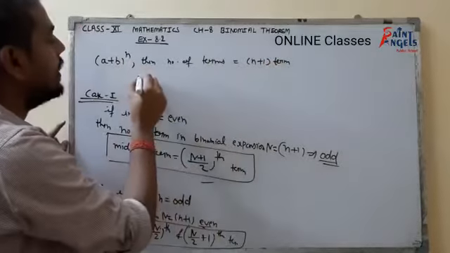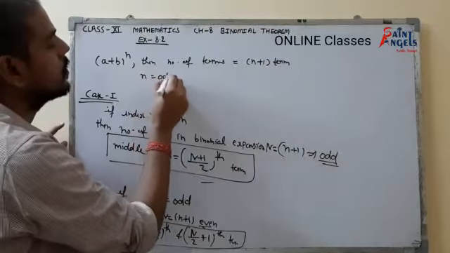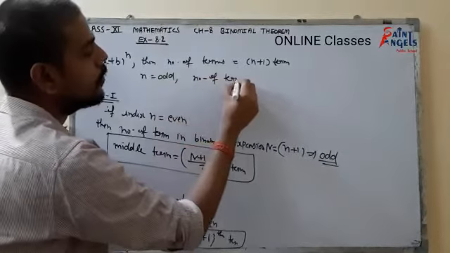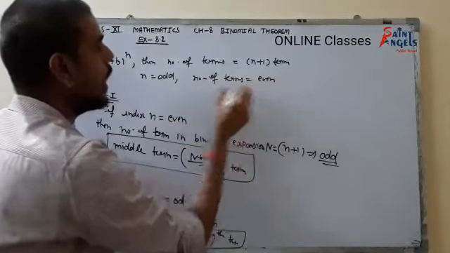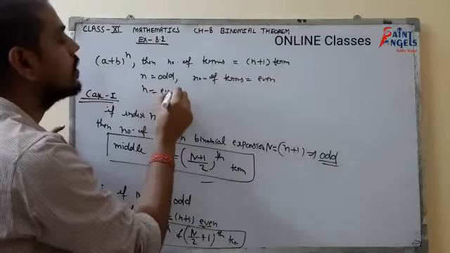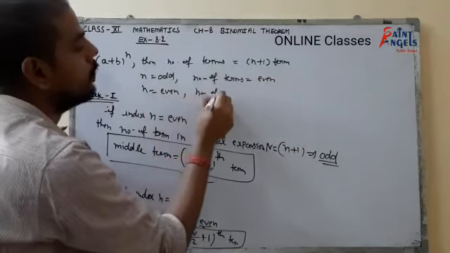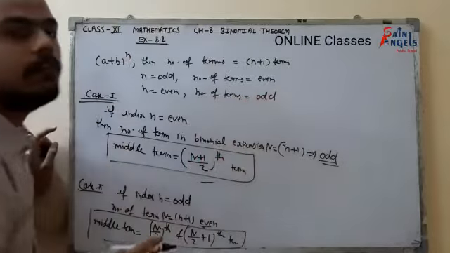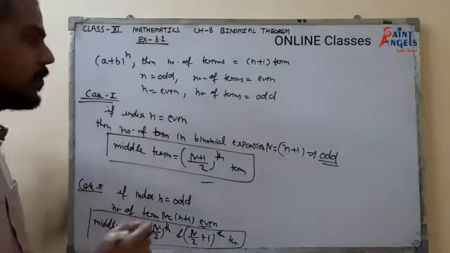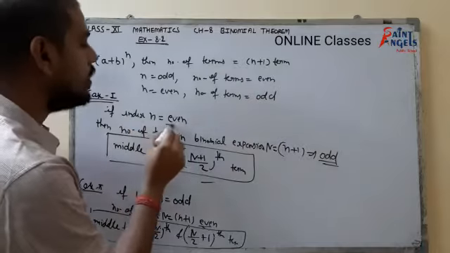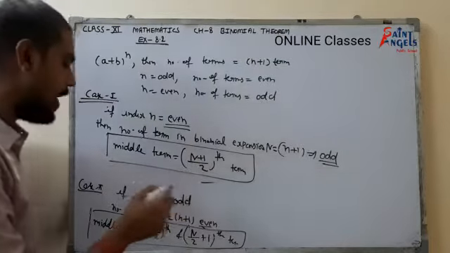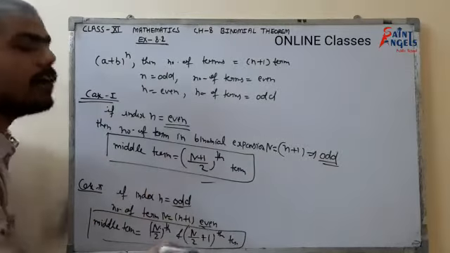So if our index n is odd, then the number of terms would be even. And if n is even, then the number of terms would be odd. So for the middle term we have two formulas. When the index is even we have a different formula, and when the index is odd, then we have a different formula.